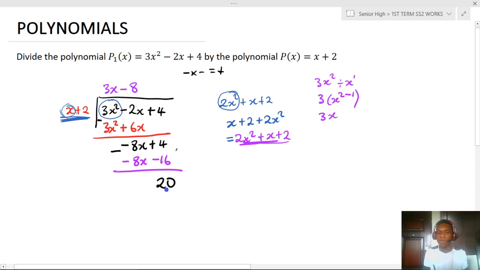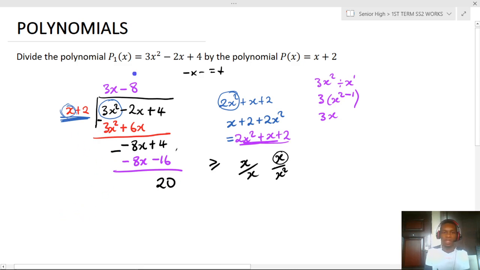20. Now we can't move further again because the x power of this 20 is lower than the x power here, so we cannot divide again. The only time we can divide is when the power of x is greater than or equal to that of the value you are about to divide with. So I can say x can divide x, but I cannot say x should divide x squared, because this x value here is smaller than this x value here. The same thing applies here. This one has no x value already because our x value here is 0, so it has a lower x power than this. Therefore it can't divide, so we stop at this point.